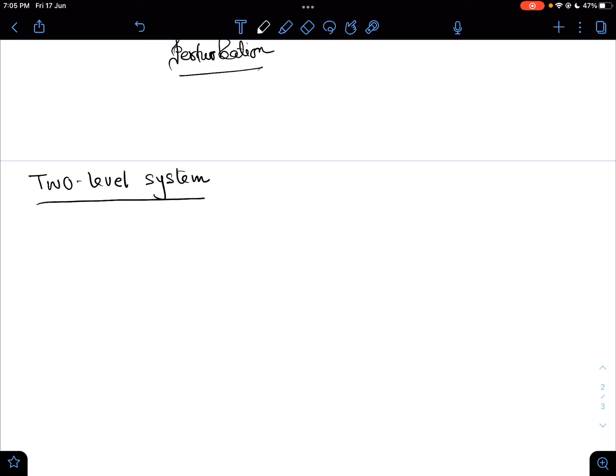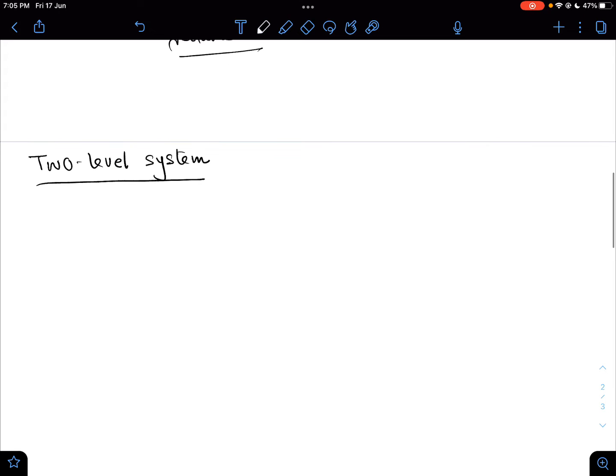to another. So before further proceeding, let us brush up and learn how this two-level system works. To begin with, suppose that we have two states of the system. We have an unperturbed system, and in the system there are only two states. They are psi A and psi B.